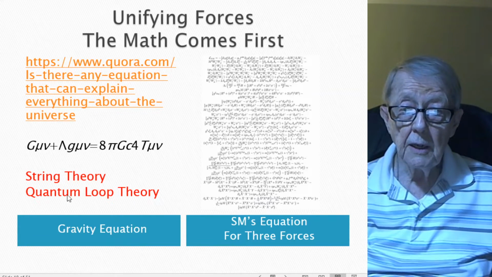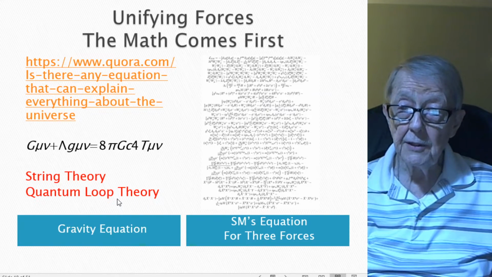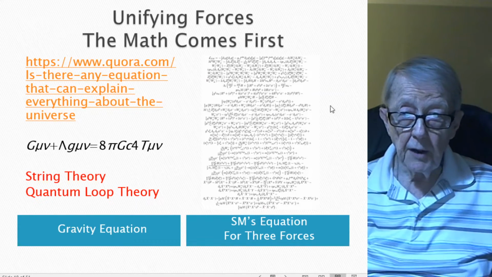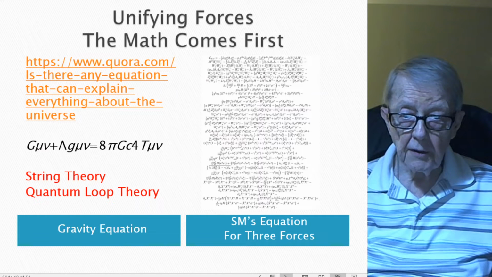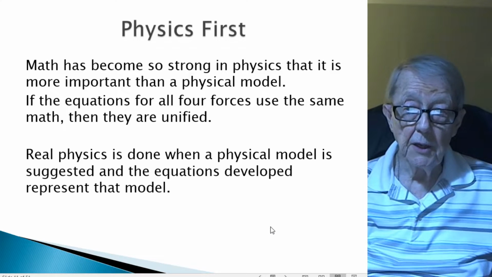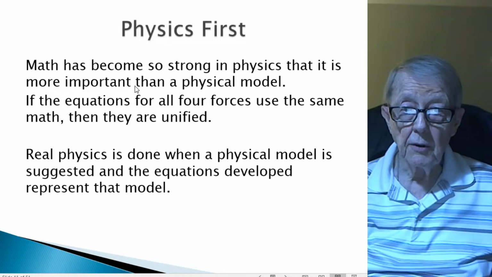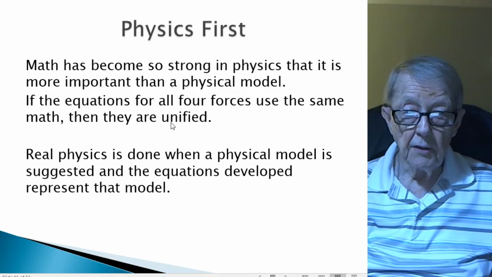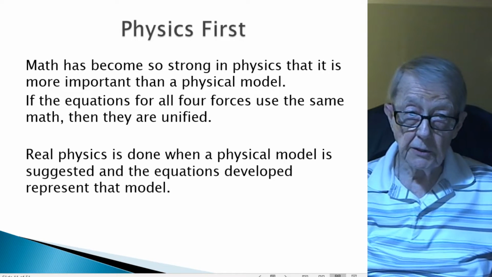So what do they do now? String theory is a new theory of gravity. Quantum loop theory is another new theory of gravity. Theoretically, the math of this is being developed to be compatible with that. What's important here? The math comes first. Sorry, my opinion is the other way around. Math has become so strong in physics that it is more important than the physical model. If the equations for all four forces use the same math, then they're unified, and that's been the goal of physicists for 80 plus years.